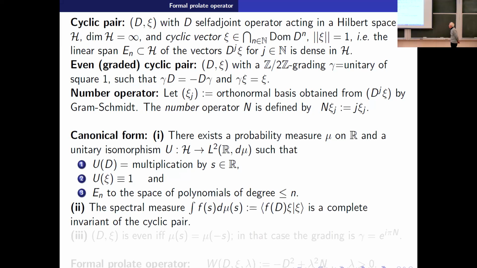And the spectral measure, which is determined by D and psi, is a complete invariant for the cyclic pair. Finally, it is even, and now you can see why it's called even in this case, because it's even if and only if the measure is even. So that's the grading, and the grading is then the natural one, just even and odd in terms of the index of the orthonormal basis.